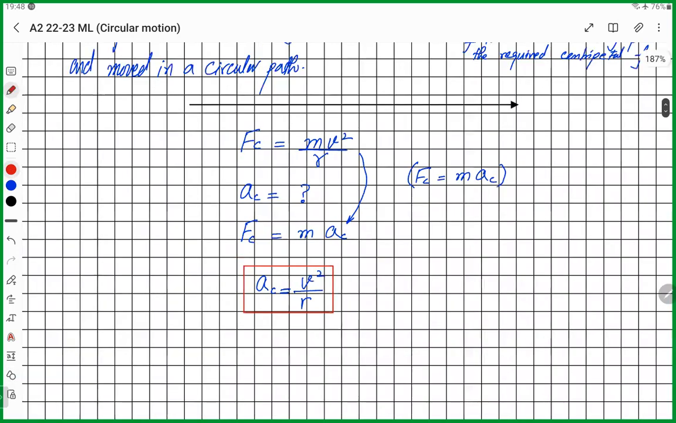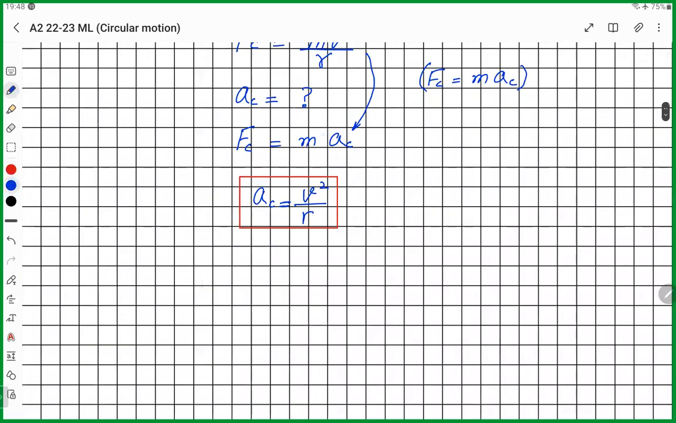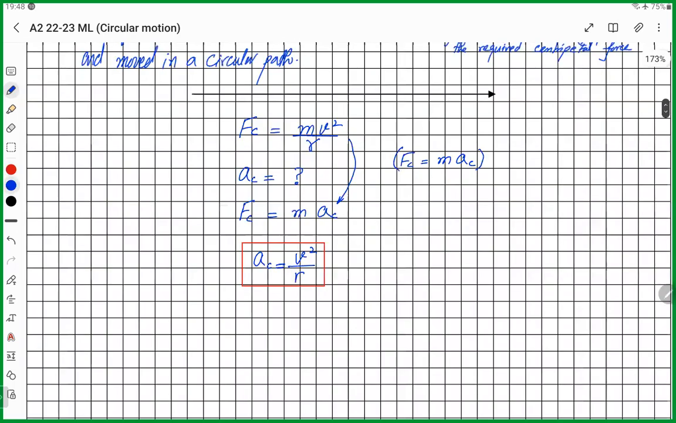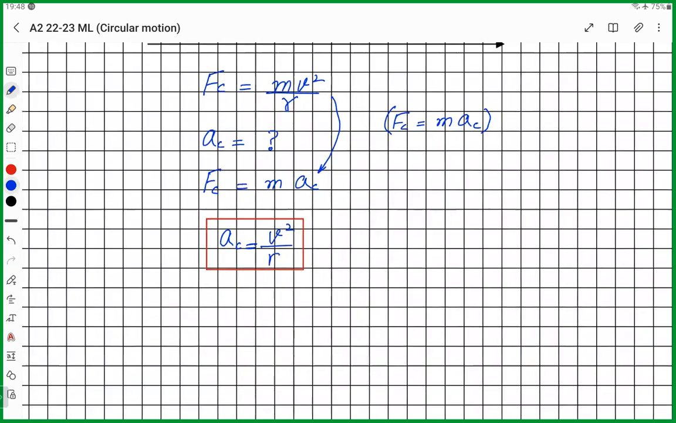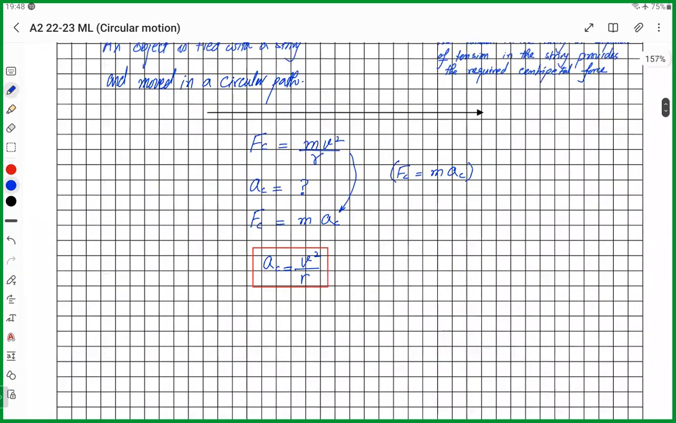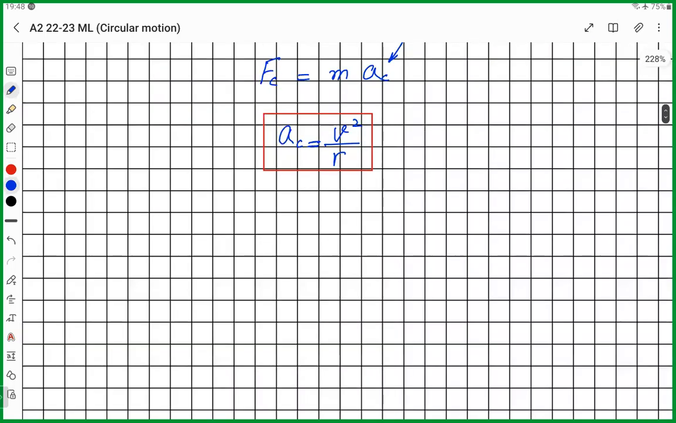Now, what else can we do today? One more thing. I do not want to go into uniform circular motion today. That has to be done tomorrow.